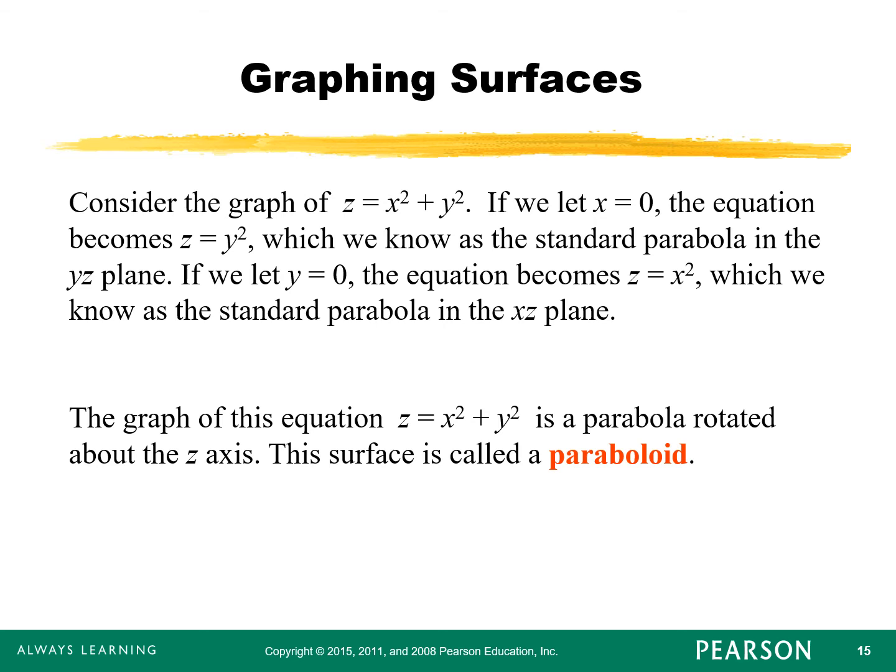So consider the graph of z equal to x squared plus y squared. If we let x equal 0, the equation becomes z equal to y squared, which we know as the standard parabola in the yz plane. And if we let y equal 0, the equation becomes z equal to x squared, which we know as the standard parabola in the xz plane. But the graph of this equation, z equal to x squared plus y squared, is a parabola rotated about the z-axis. This surface is called a paraboloid, which is the hardest part.